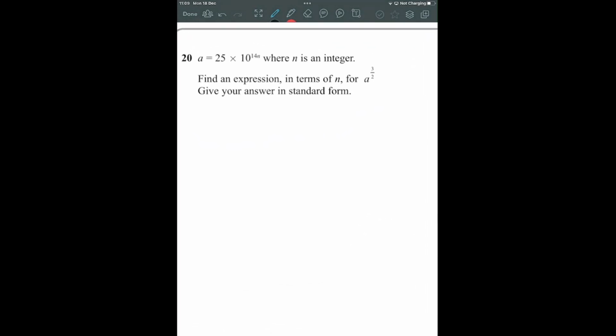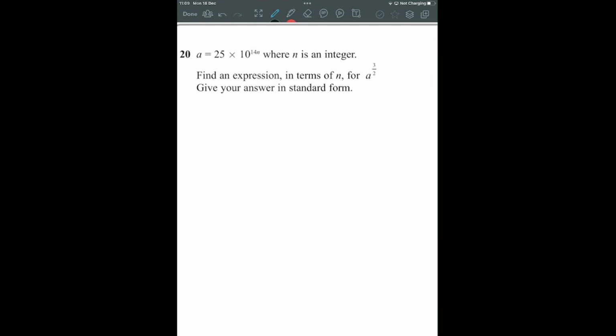Question 20. Now this is a threatening looking question. This is a standard form-esque question, but with indices thrown in. We are trying to work out a to the power of 3 over 2. Well, let's just write out what we know. a is 25 times 10 to the 14n, to the power of 3 over 2. Well, if we're raising something to a power, each section gets raised to that power. The 25 is hit by the power of 3 over 2, and the 10 to the 14n is hit with the 3 over 2.